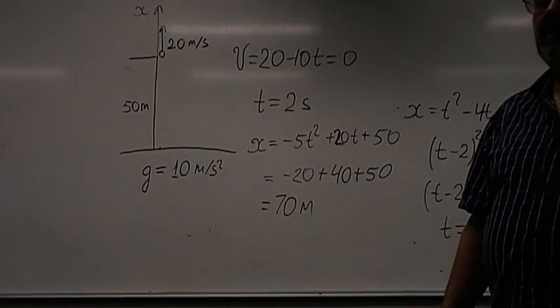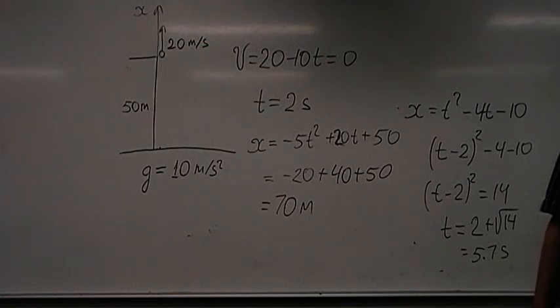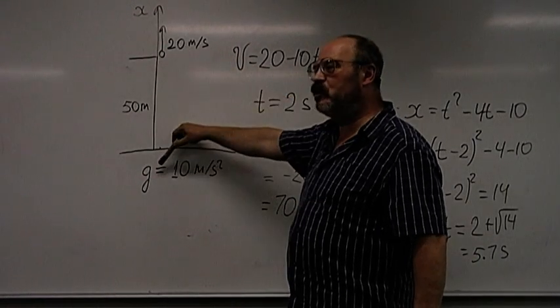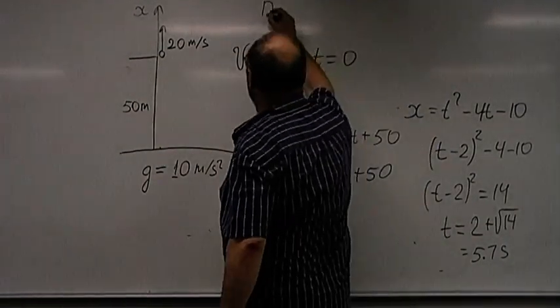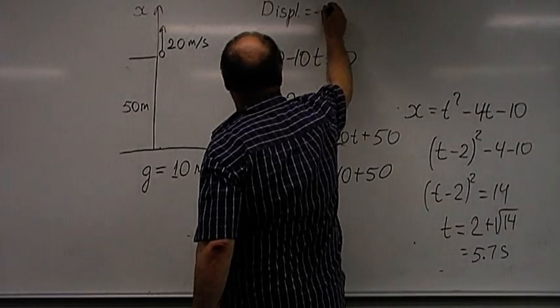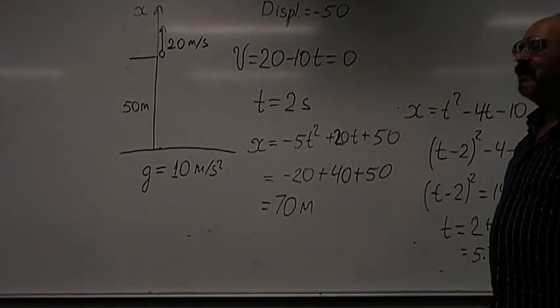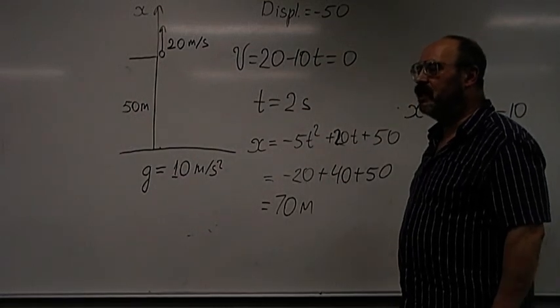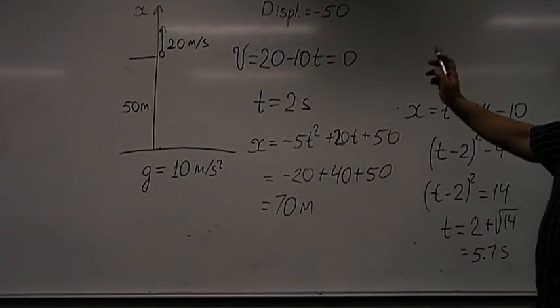Now, another question: what will be the total displacement of the stone? It's the area underneath the graph? Negative 50. The initial position was 50, final 0, so the displacement is negative 50. Isn't it the area underneath the graph? We can sketch this graph and find the area under it, but we will learn signed area next lesson.